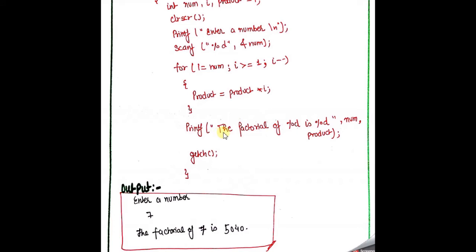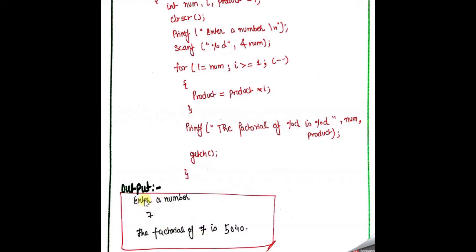And here we need to print that factorial of the number %d is %d. That means number and product. Number, that means your number 3. The second %d means the product value. What is the product value? 3 star 2 star 1, that means 3 into 2, that means 6. 6 into 1, that means the value is finally 6. So you get the factorial of number 3 is equal to 6.